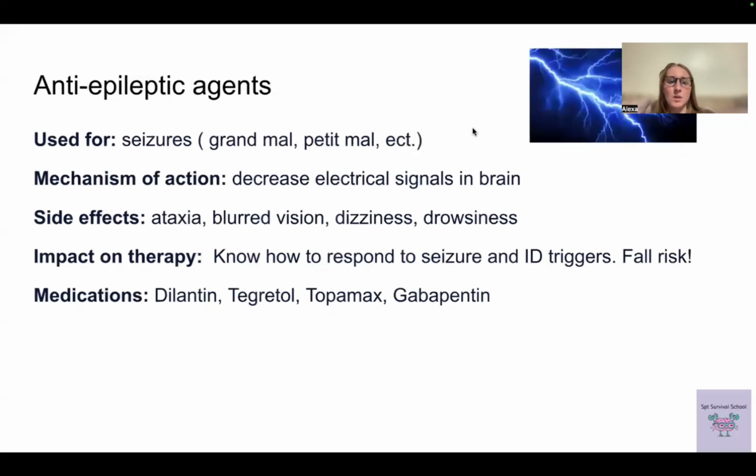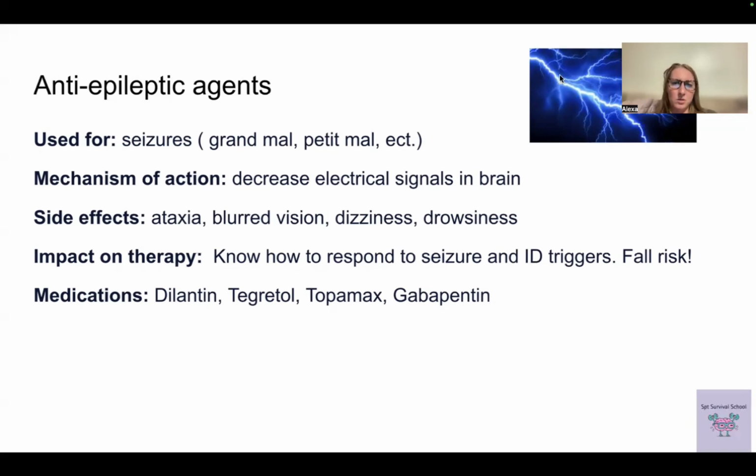Anti-epileptic agents. So these are used for seizures, all different kinds. We got grand mal, petit mal, and others. Mechanism of action, it's going to decrease the electrical signals in the brain. So with epilepsy, there's too much electrical activity. That's why there's a picture of a lightning bolt here.